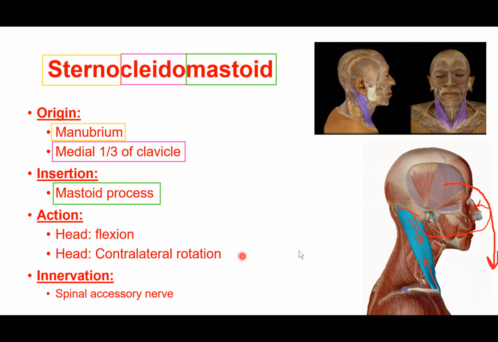So that means when the right sternocleidomastoid contracts, our head turns to the left. When our left sternocleidomastoid contracts, our head turns to the right. And then finally, the sternocleidomastoid muscle is innervated by the spinal accessory nerve.